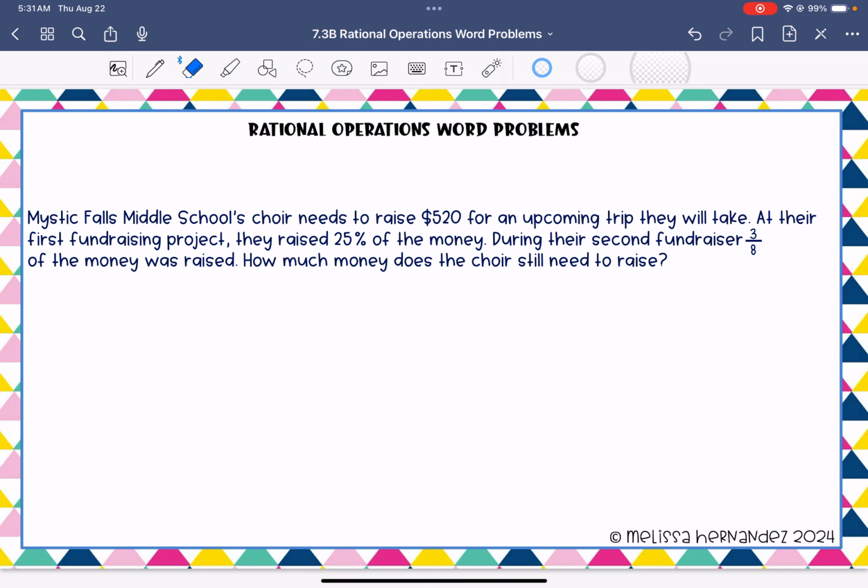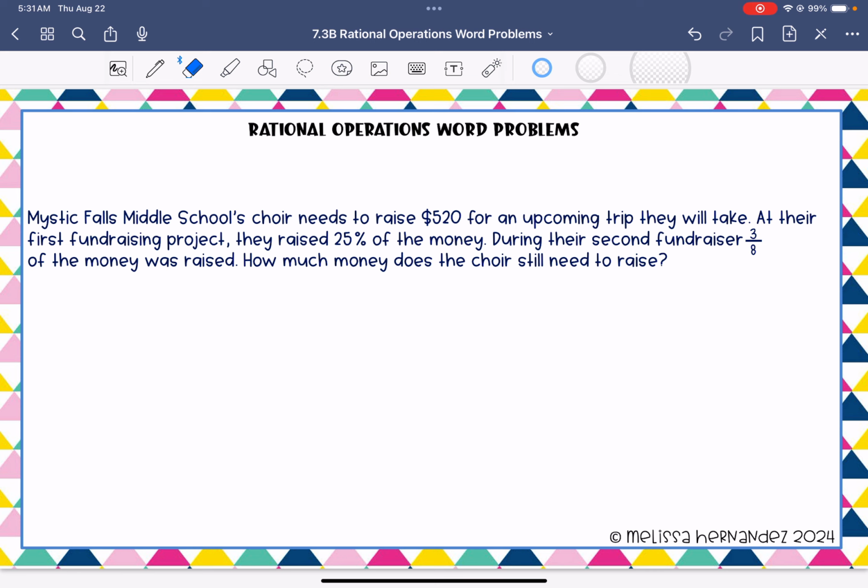So we first have to figure out, what does 25% represent from 520, and what does 3/8 represent from 520? Add those together, and then we're going to subtract from 520, because the question is asking how much money do they still need to raise. So we have to figure out, what did they raise already?